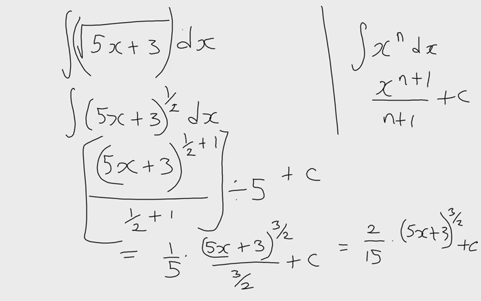And the way this is done is just to multiply both numerator and denominator by 2 over 3. So 2 over 3. So that's going to give us 2 over 15.